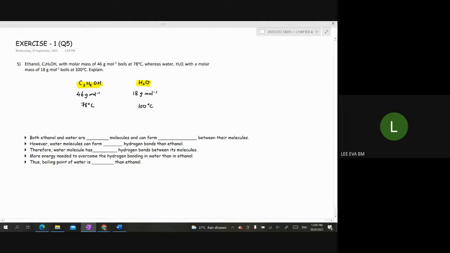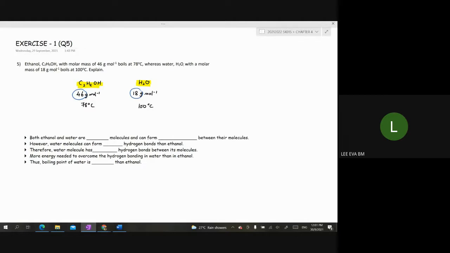Supposingly, if you're looking at the mass, 46 compare with 18, which one is higher? 46. Okay, yang ini bukan comparable sebab dia berbeza lebih daripada it's more than half already the differences, more than 50% already. Lepas tu kalau kita tengok mass sahaja, supposedly the bigger the mass or bigger the size, it will give you higher boiling point, isn't it? Kalau kita tengok mass sahaja.